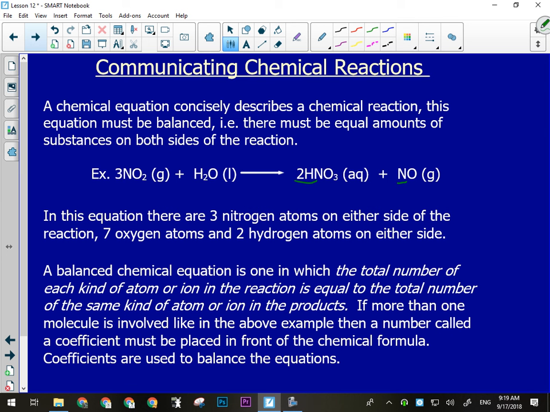All right, so important sentence here. Okay, a balanced chemical reaction is one in which the total number of each kind of atom or ion in the reactants is equal to the total number of the same kind of atom or ion in the products. Okay, we have to make sure that that is balanced.